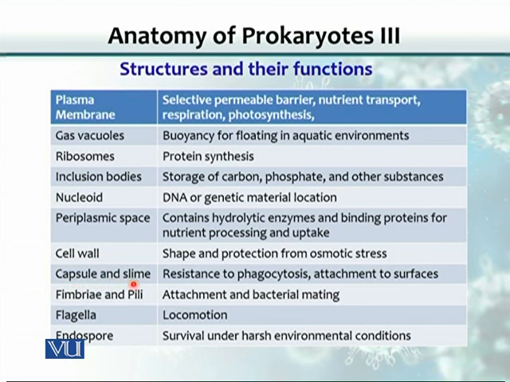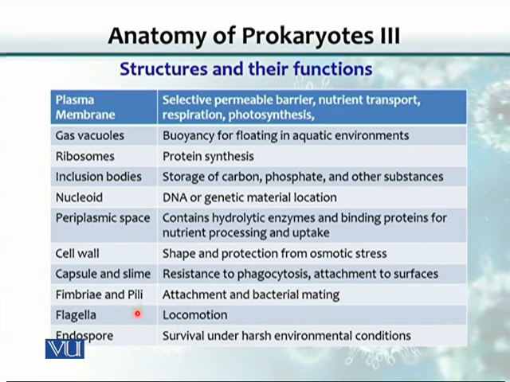Capsule and slime provide resistance to phagocytosis. When bacteria invade the body, they cause disease. They need to get out of the reach of the cells of the immune system. So capsule, basically, helps these bacteria evade the immune system. So these cells cannot phagocytose, or ingest, these bacteria and kill them.